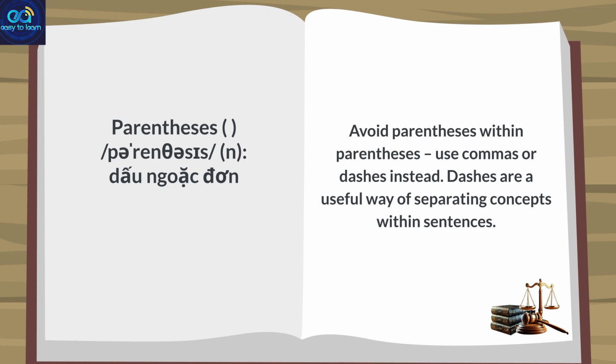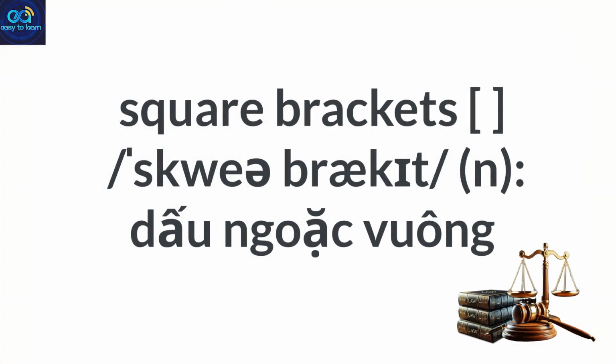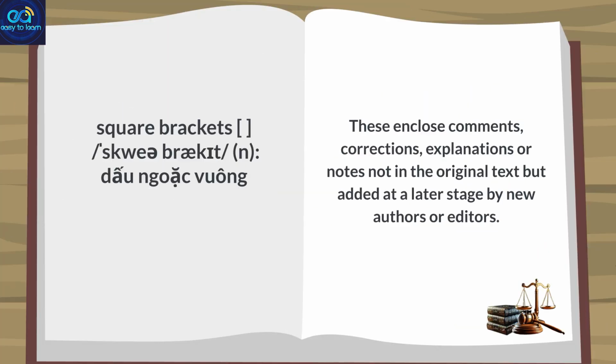Dashes are a useful way of separating concepts within sentences. Square brackets. These enclose comments, corrections, explanations or notes not in the original text, but added at a later stage by new authors or editors.